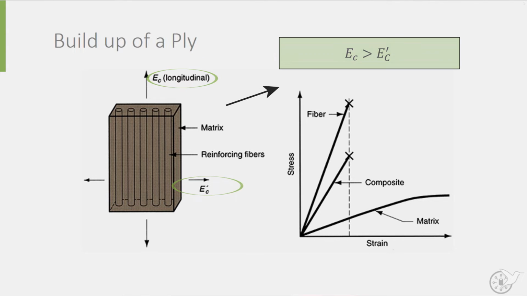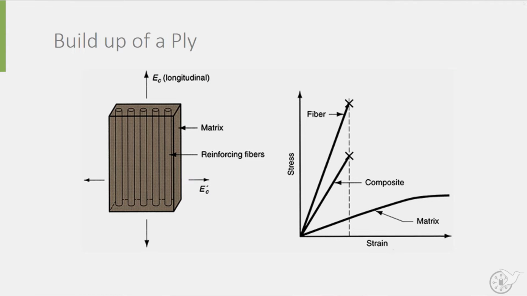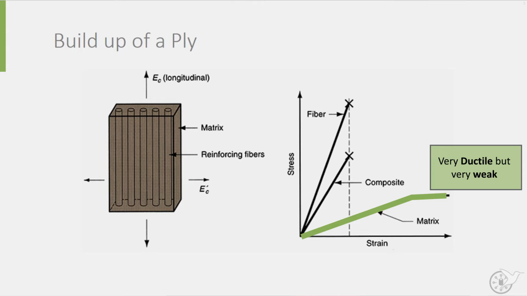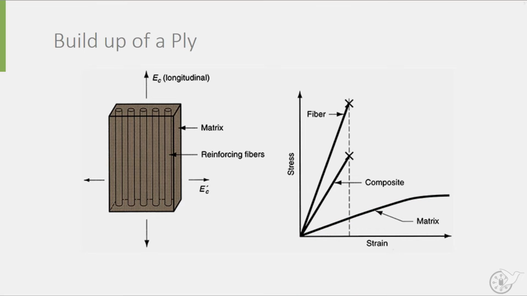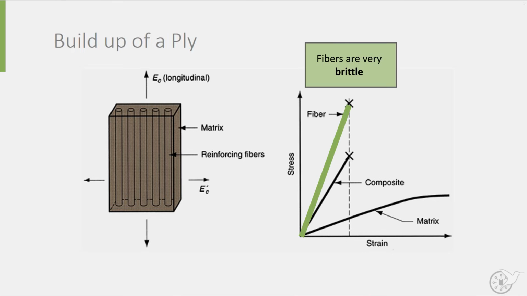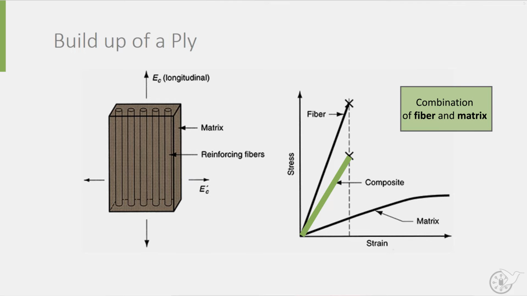If we look at the stress-strain diagram, we can see three lines. The lower one is the curve of the matrix material, which is very ductile but not very strong. The upper curve shows the behavior of the fibers on their own. As you can see, the fibers are very brittle. The middle curve is what you get if you combine the two into a ply. You can see that its characteristics are a function of the two.